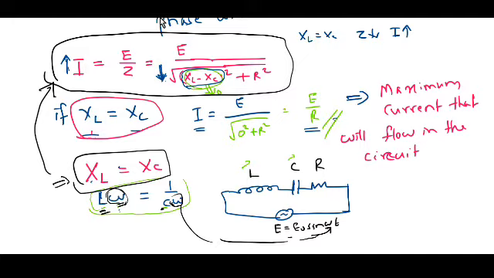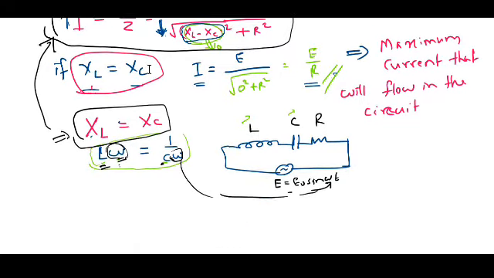That condition is known as the resonance condition. At this condition, that is when XL is equal to XC, the circuit will be in resonance with the supplied voltage.